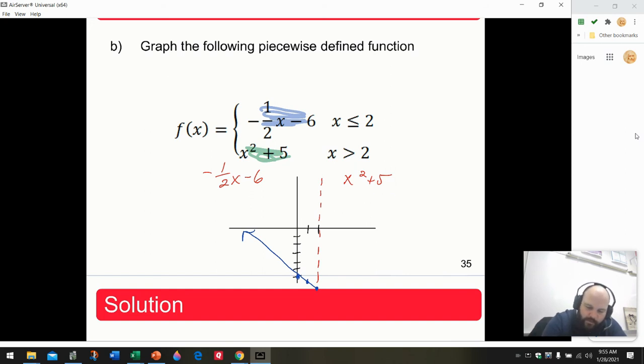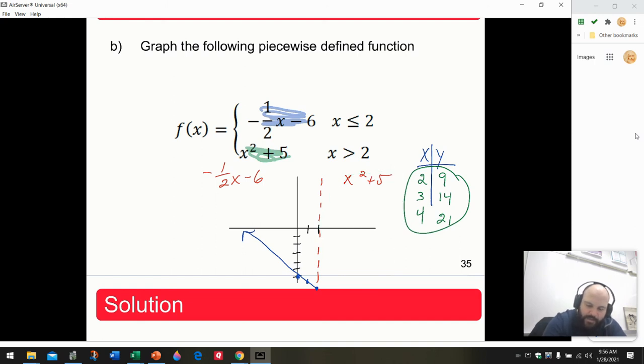So, since that's a quadratic equation, I'm just going to make a table. And I'm going to pick numbers that are 2 and bigger. So I'm going to pick the number 2, and then I'm going to do 3 and 4, and that will be enough points. So when I plug 2 into that equation, 2 squared is 4 plus 5 is 9. 3 squared is 9 plus 5 is 14. And 4 squared is 16 plus 5 is 21. Okay, so these points are going to get graphed over here.